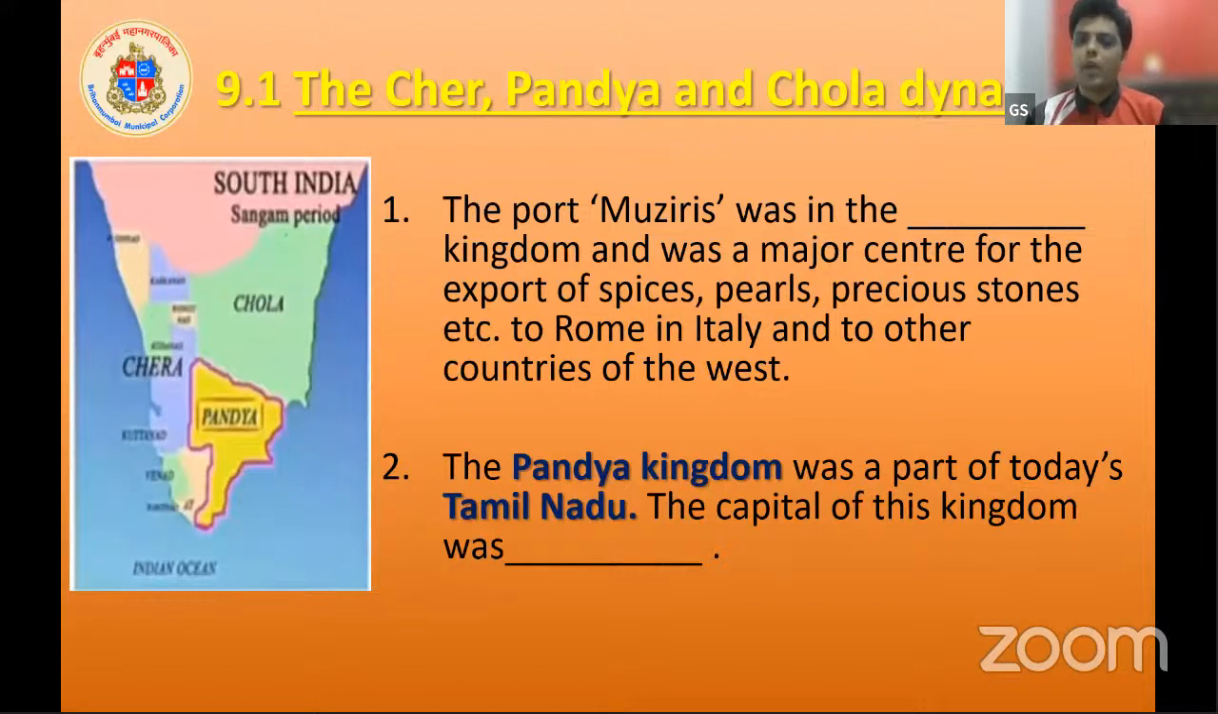Basically, in 9.1, we learned about the Chera, Pandya and the Chola dynasties. So the questions are based on the Chera, Pandya and Chola dynasty only. First question. You have to note down the answer in your notebook. I'm going to read the question. You have to understand the question and note down the answer. You can write the heading 9.1, the Chera, Pandya and the Chola dynasty. And after that, you can write number 1 and write only the answer in your notebook.